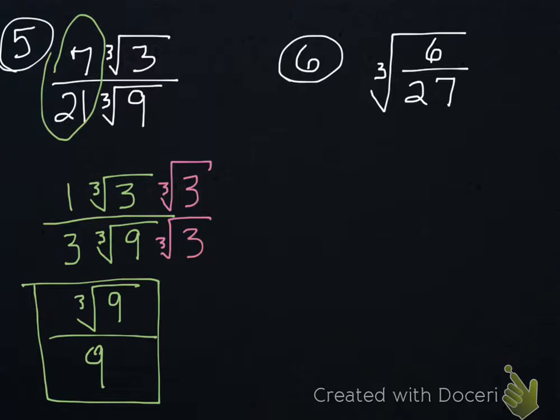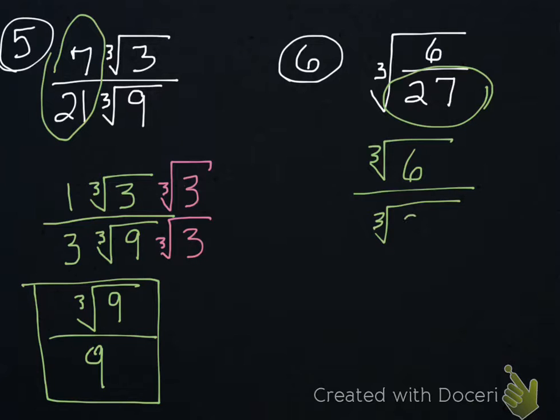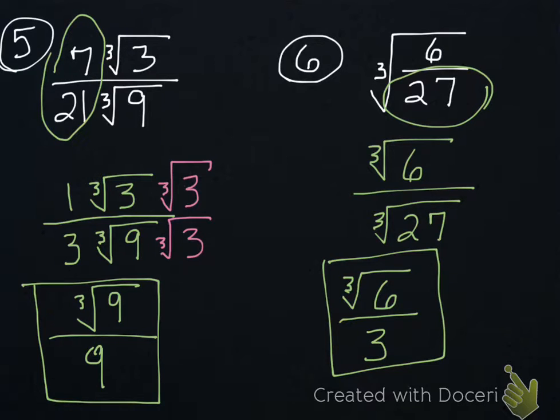Number 6. Both numbers are under a radical, and I could simplify them. But notice 27 is a perfect cube. How do I take the cube root of the 27? Well, that's easy. It's just 3. But what about that 6? Well, let's back up. If I split this up into the cube root of 6 on top and the cube root of 27 on the bottom, now they're separate entities. The cube root of 27 is 3. Can you take the cube root of 6? No. So we just write it down. Now, do I need to rationalize the denominator? No, we don't. We leave it like it is.